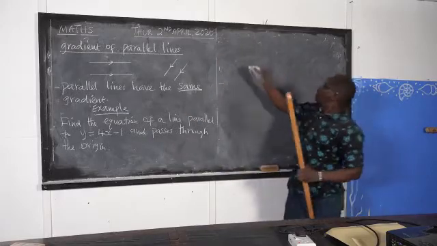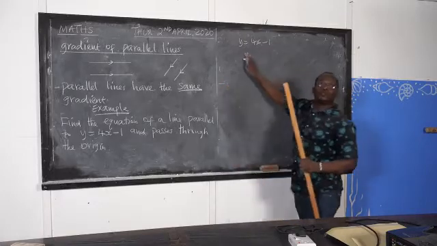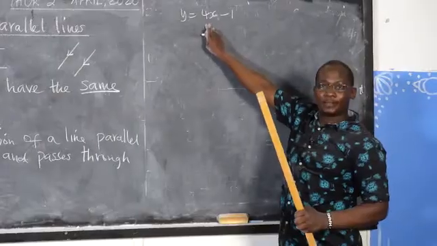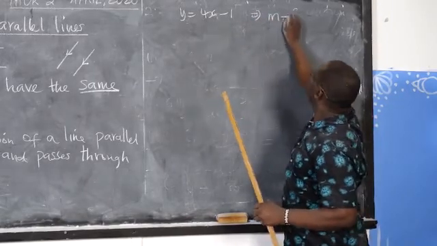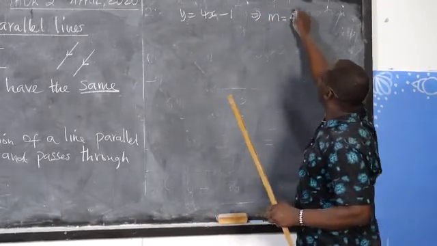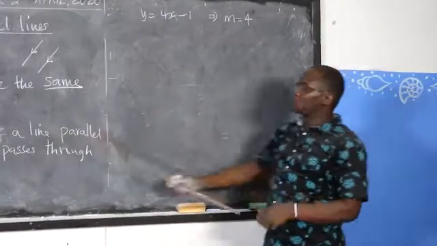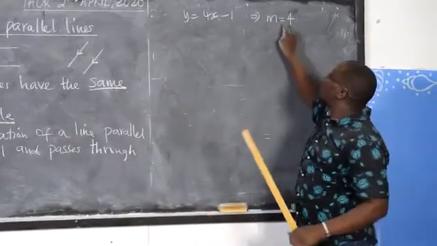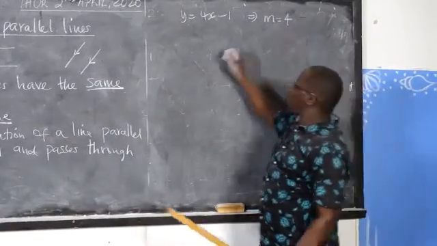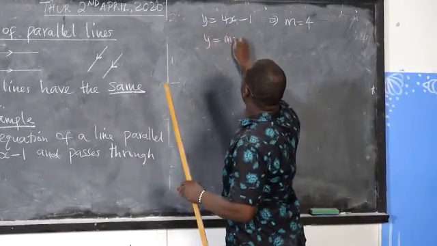First of all, the given equation is y equals 4x minus 1. From here, we should be able to know the gradient of this line. That means from here, our m is 4. So this line has gradient 4. We're told to find the equation of a line parallel to this. So this other line also must have a gradient of 4. So from our general form, y equals mx plus c.